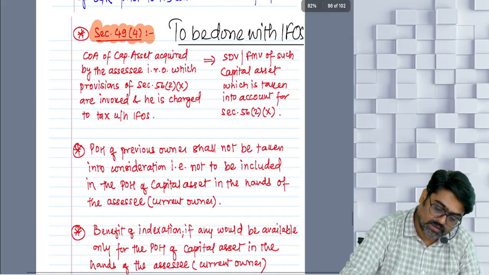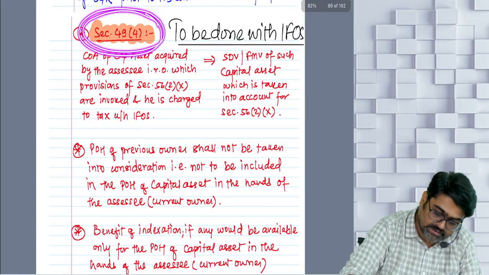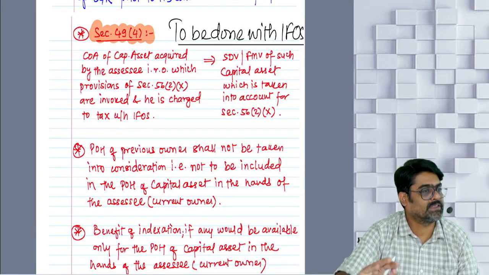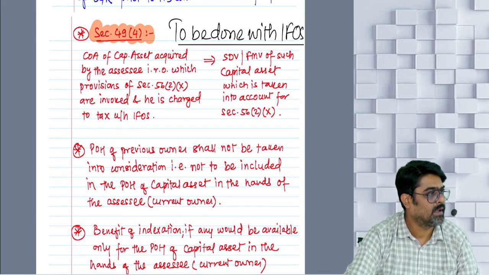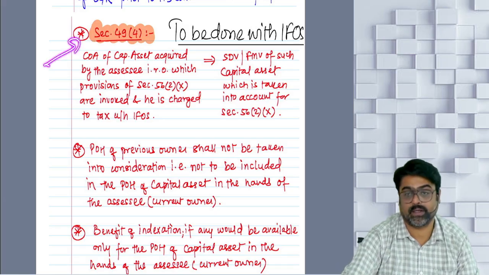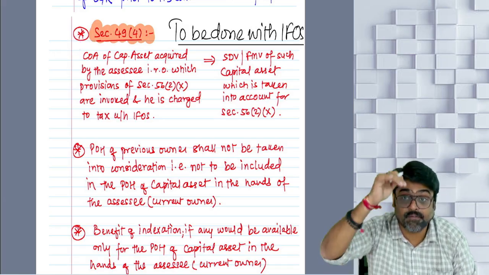Now see, there is one section 49(4) which I have just now left. Next chapter we are going to do IFOS. In IFOS, I am going to cover this 49(4). Very important section.